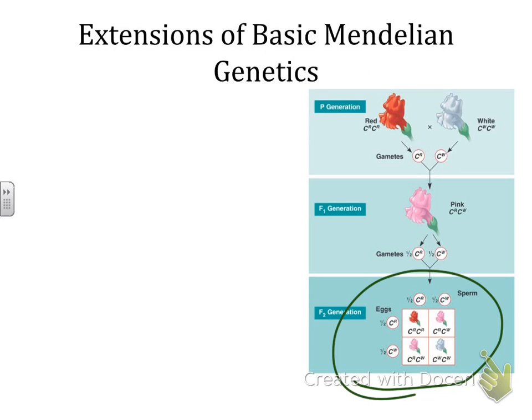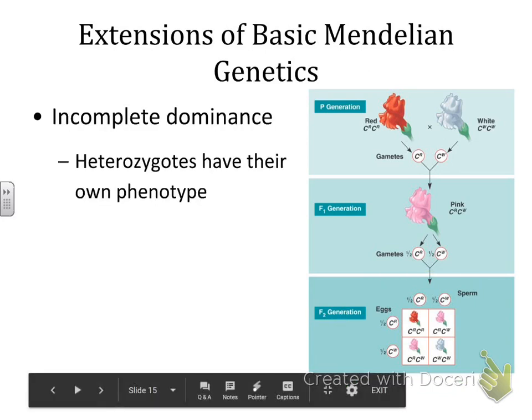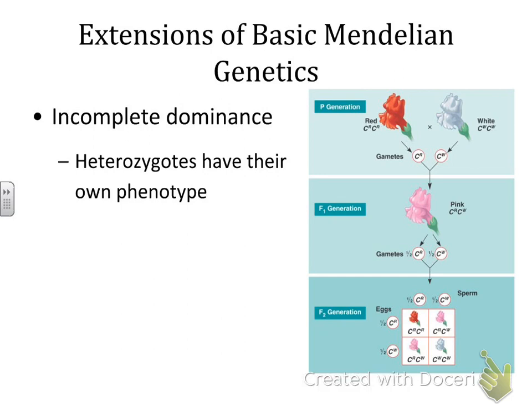All right, so what we're looking at here is incomplete dominance. In incomplete dominance, the heterozygotes have their own phenotype, and the reason for that is because the pigment that's being made, or whatever protein is being made, is only located on one of the chromosomes, so it is being made half as much. Sometimes that's enough to give you the full effect of the dominant characteristic. Other times it's not enough to give you that full and complete effect.